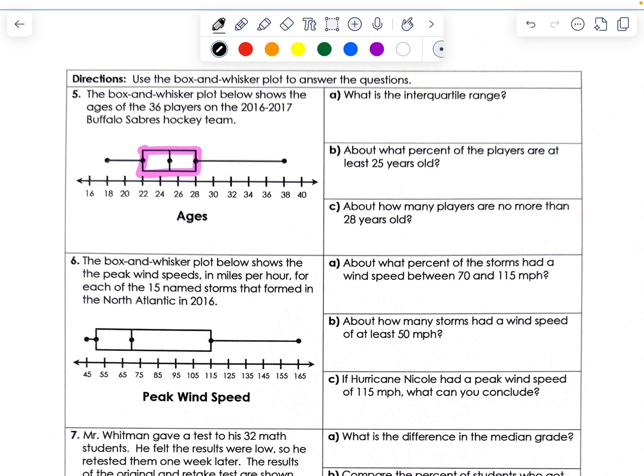Interquartile range. You take the maximum, which is 28, and subtract the lower part of the quartile. So you take the upper quartile and subtract the lower quartile. So your range is 6.